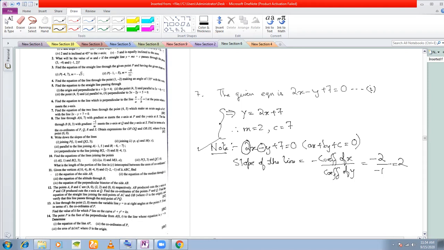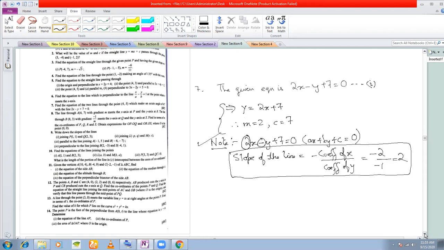Okay. So for the time being, I will be using this relation to find the slope of the line from now onwards. The slope of the line will be minus coefficient of x by coefficient of y. Once we are given the equation 2x minus y plus 7 is equal to 0, I want to find the equation of a straight line which makes an angle of 45 degrees with this line. In fact, two lines. Okay.